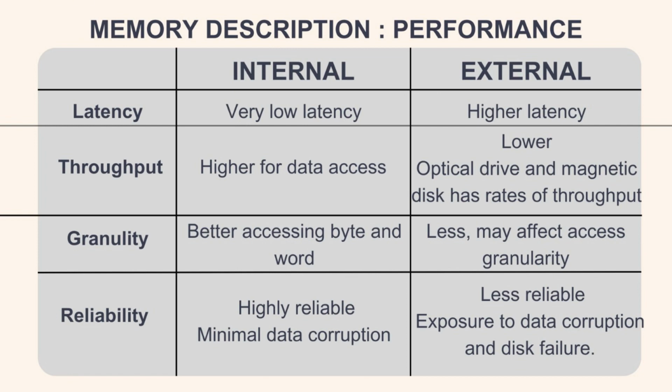Next, throughput for internal memory is higher, whereas for external memory it's lower. And the granularity is better in internal memory, whereas granularity in external memory is less and may affect access. For the reliability, internal memory has higher reliability, where data is not lost so easily. Next, minimal data corruption. Chances of losing data are very low in internal memory. Whereas external memory is less reliable, especially optical drives and magnetic disks.